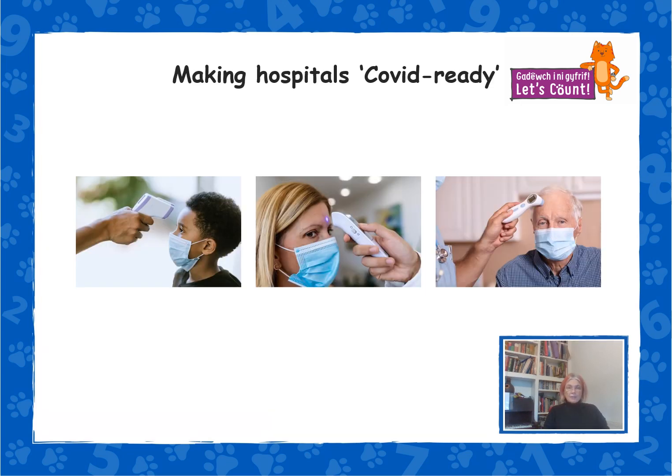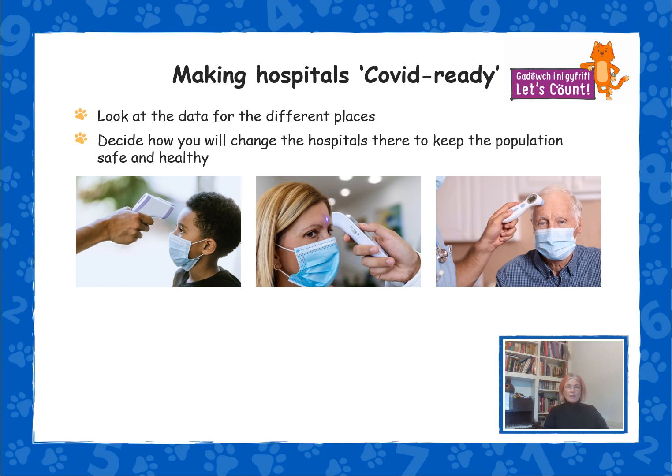So what decisions have had to be made so that hospitals have been prepared to deal with an increased number of patients during the COVID pandemic? Look at the data for A-Town, C-Town and your own area if you've been able to get that data, and decide how you think you need to change the hospitals in those areas in order to keep the population safe and healthy. Treatments for patients with coronavirus are improving, but hospitals need to be prepared to do this work.